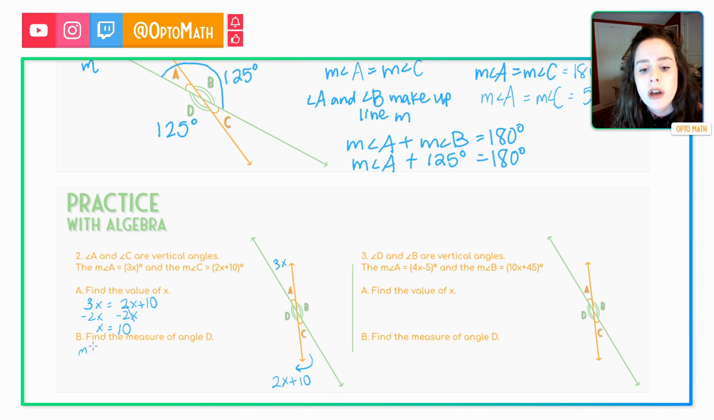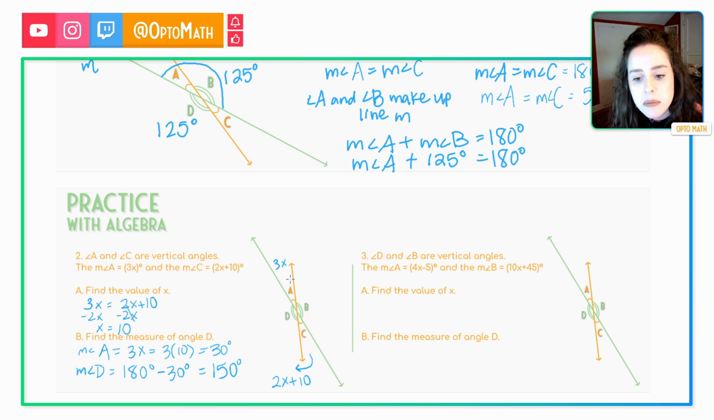So the measure of angle A is 3 times x, which is 3 times 10, which is 30 degrees. So let's use this info. We want to do the measure of angle D, which is going to be 180 because it forms a linear pair with angle A, minus 30 degrees. So it's 150 degrees.